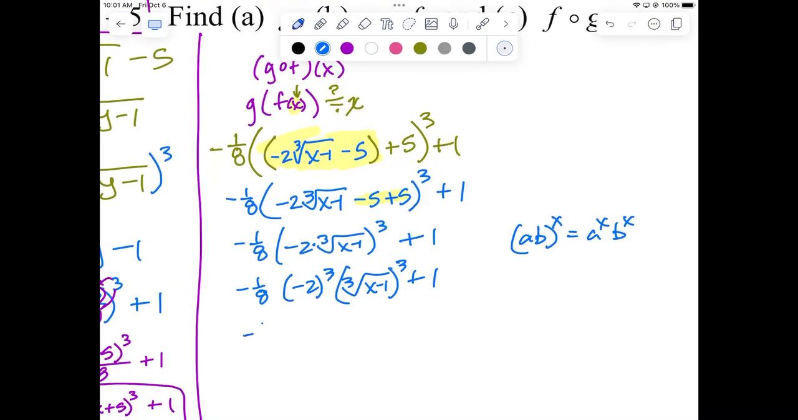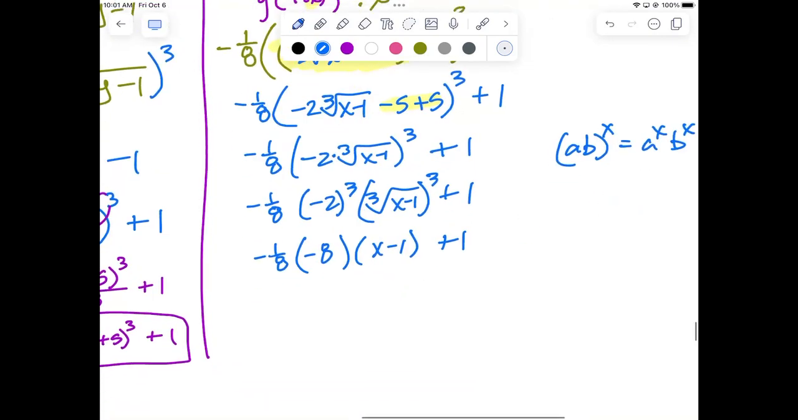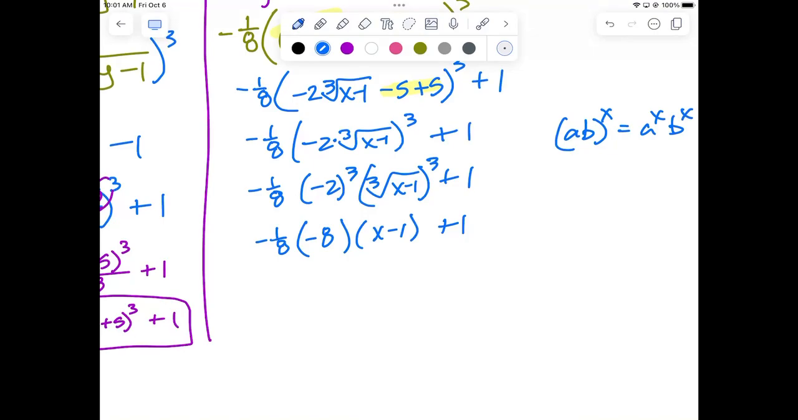Now I can simplify. That's negative 1/8 times, what is negative 2 cubed? Negative 8. And what's the cube root of x minus 1 cubed? X minus 1. And then I got plus 1. And now I can multiply. What's negative 1/8 times negative 8?